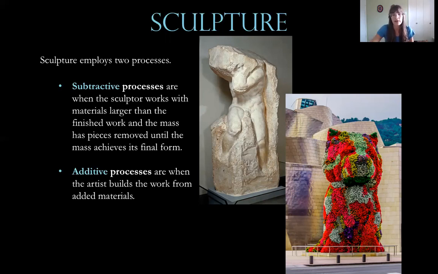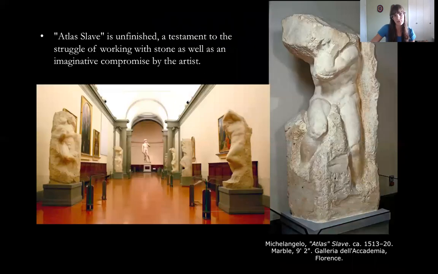You can see right here, this is an unfinished piece. And the other process that you have is additive. So it's the opposite of subtractive. Here, this is where artists are adding things together, assembling them, bringing them together to create an artwork. So this process is where the artist builds the work from added materials.